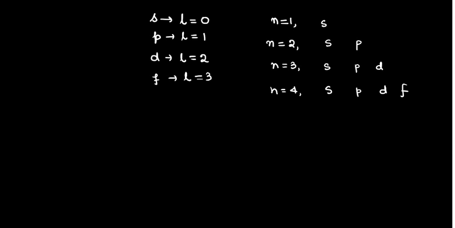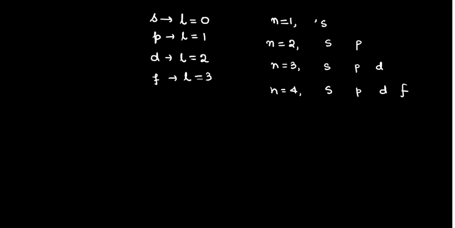Right? Now, the question arises that starting from 1 up to 4, all have S subshell. Starting from 2 up to 4, and it goes on like this, all have P. Starting from 3, they have D. Starting from the fourth shell, it has F like this. So how to distinguish? Actually, when we write the subshell, we must denote the shell to which it belongs.